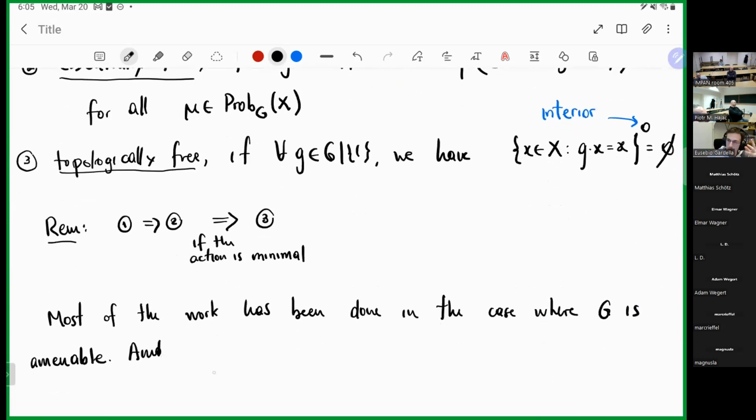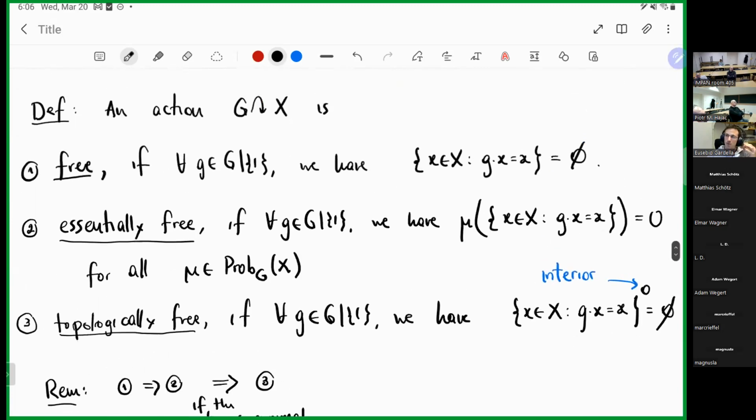And I would say, really almost all, with one or two exceptions, all of the results that are available are for free actions, and most of it assuming freeness, which, as we discussed before, is stronger than what one really needs. What one needs is topological freeness. This is kind of the minimal necessary assumption. Usually one assumes freeness.